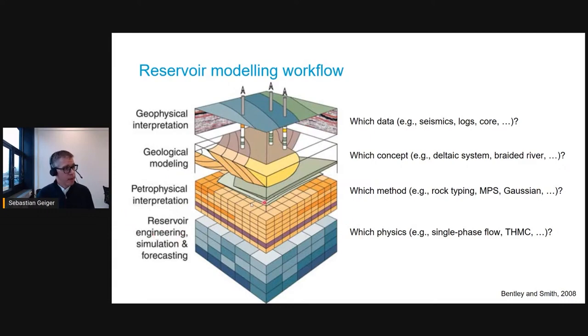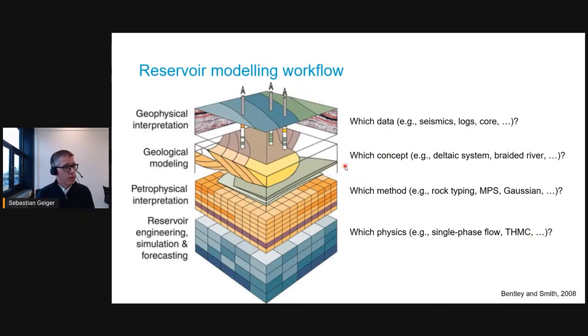So we somehow upscale our geological model to a coarser model for faster simulation. We then do some uncertainty assessment and forecast future reservoir behaviors. But in that reservoir modeling workflow, there's already some uncertainty. So the first one is, which data do we have in terms of geophysical interpretation? Seismic data, logs, cores. Geological modeling has inherent uncertainty.